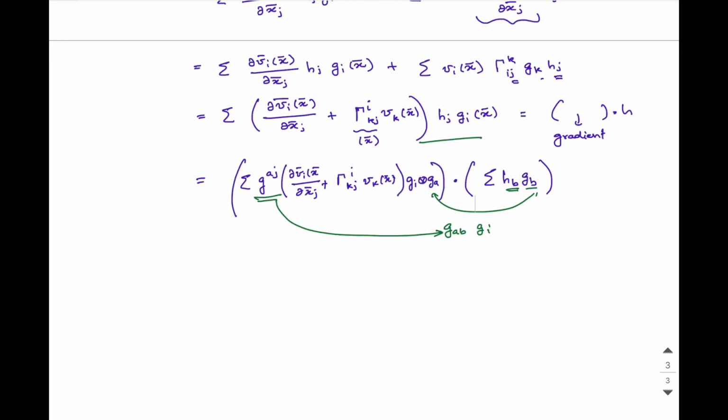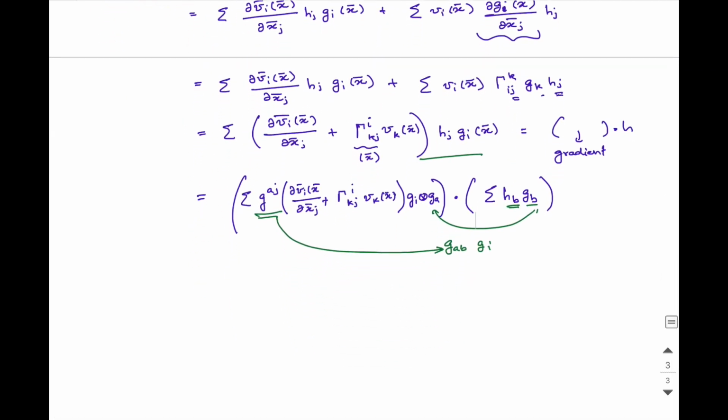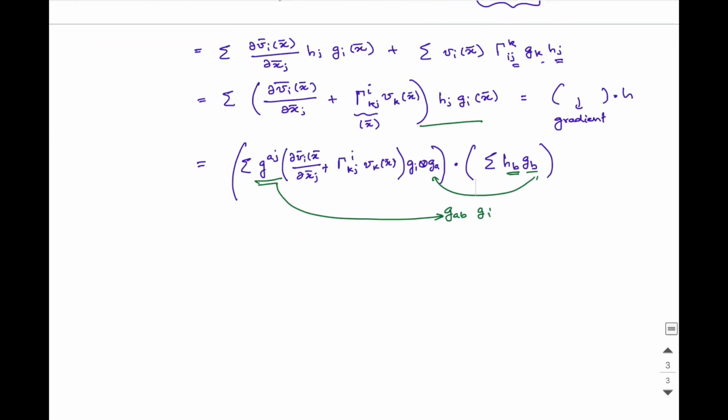Okay, so it's a straightforward exercise in index manipulation, and so I'll leave that to you to verify in full detail. Okay, good. So once you have this, then it's straightforward to read off the expression for the gradient.